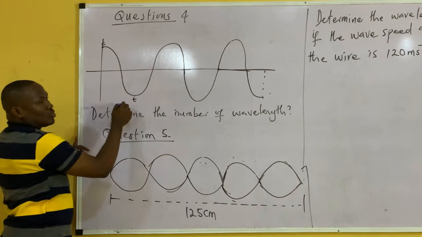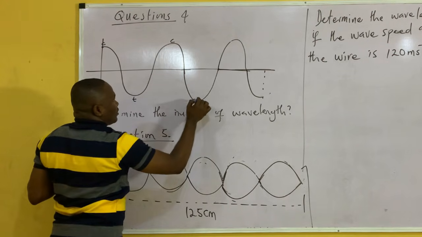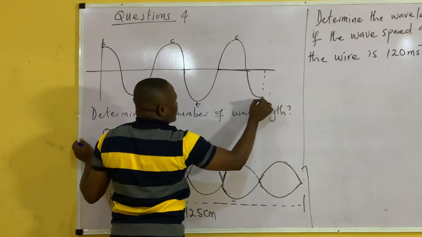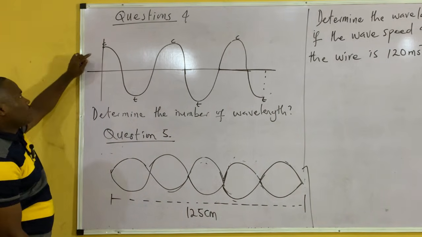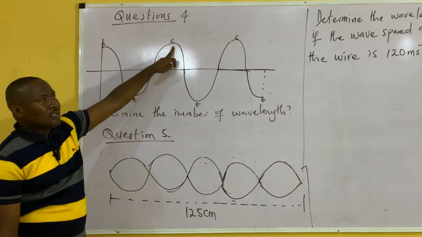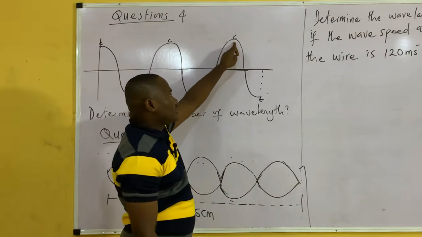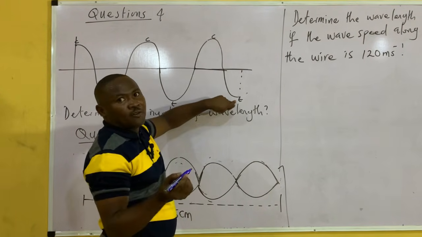Here is a trough. This point is a crest, while here is a trough. Then this point is a crest, while this point is a trough. Now remember we said between a crest and a crest is 1 wavelength. Between a crest and a crest is another wavelength. But between a crest and a trough is half a wavelength.